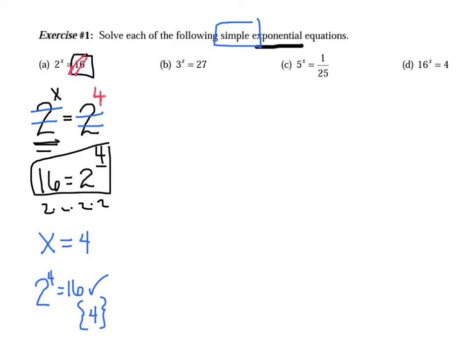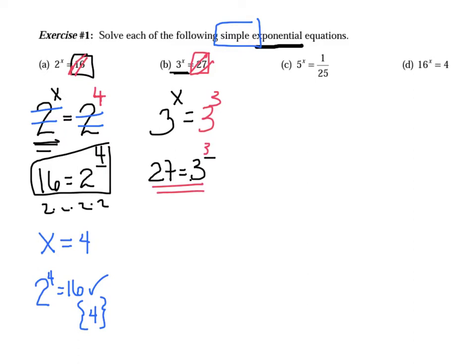B. Again, this one's exponential because the exponent is a variable. So I'm going to leave this side as 3 to the x. And I'm saying 27 is equivalent to 3 to the what power? And just go through them. 3 to the first is 3. 3 squared is 9. 3 cubed is 27. So I can replace 27 with 3 cubed because they're equivalent to each other.